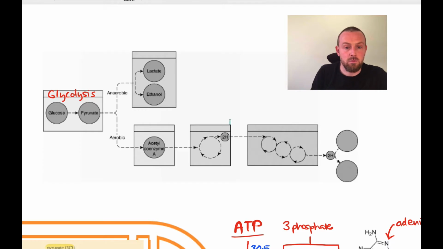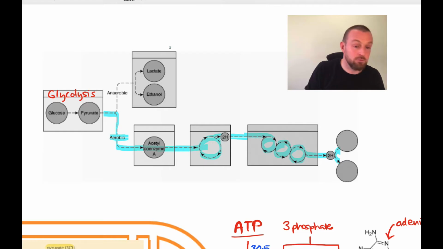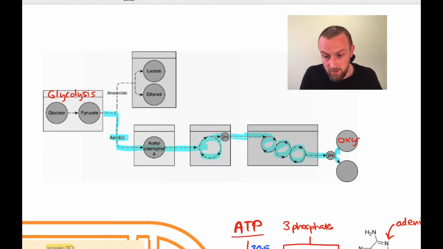Let me just make that a bit smaller, actually. So if there is oxygen, we proceed this way via the aerobic pathway, and we go all the way through this whole blue highlighted line that I'm highlighting here. And then we end up here. And in fact, let's put that in right now. This is oxygen right here.